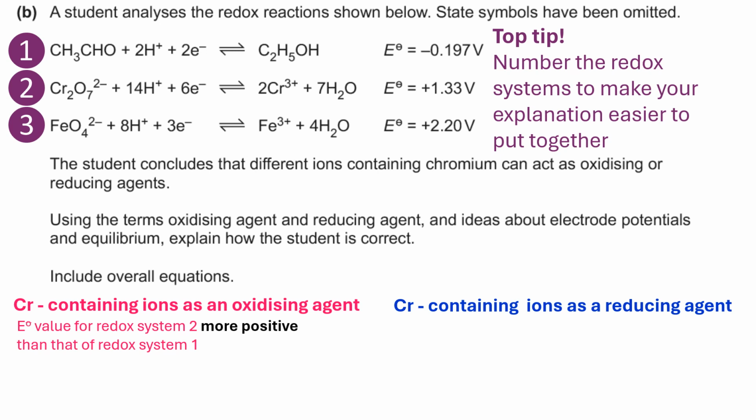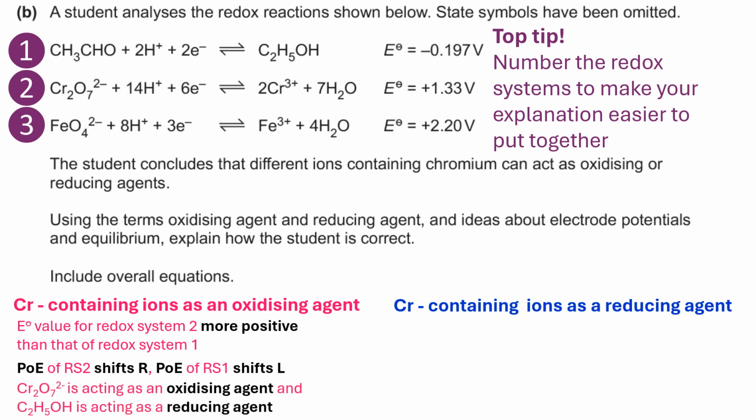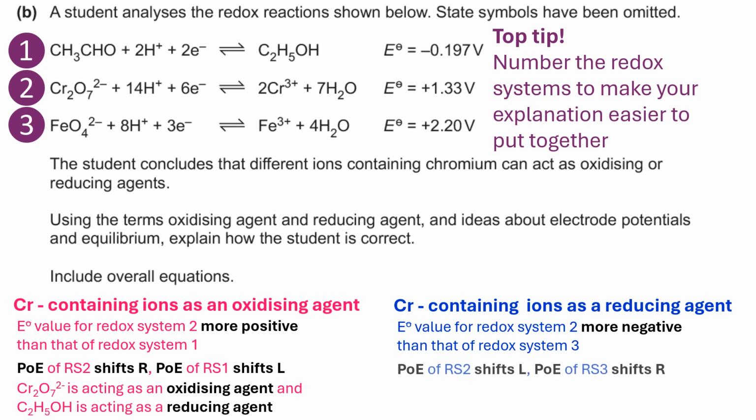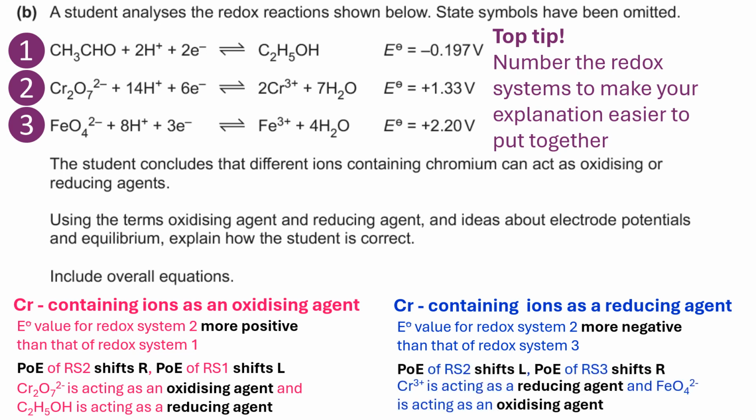So the electropotential value for redox system 2 is more positive than that of redox system 1. The position of equilibrium of redox system 2 shifts right, and the position of equilibrium of redox system 1 shifts left. So you need to say what's acting as an oxidizing agent and what's acting as a reducing agent. Doing the same for 2 and 3, you can say something similar.